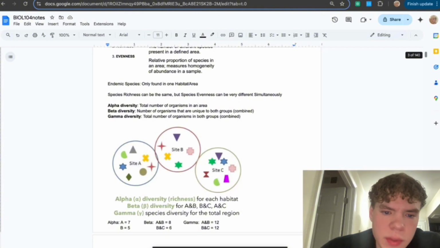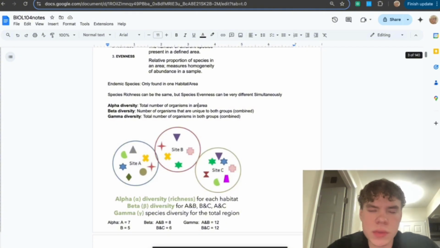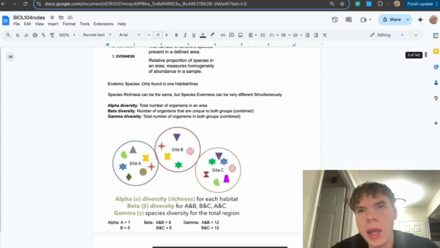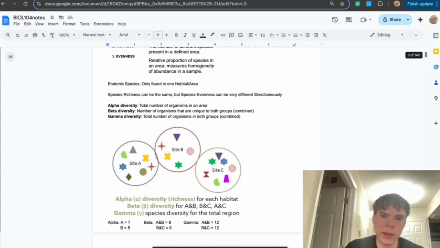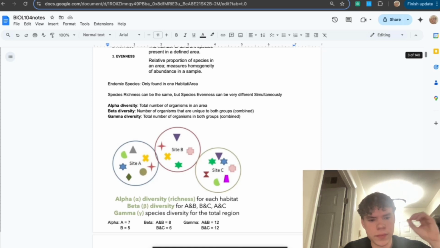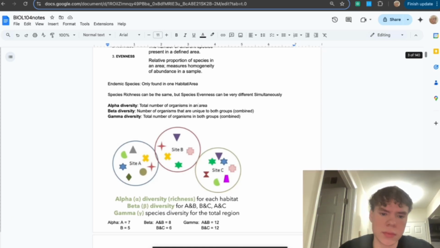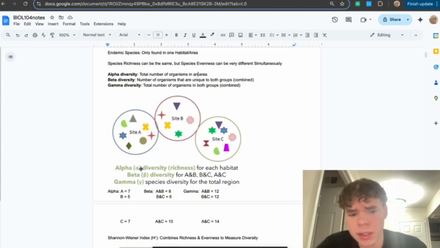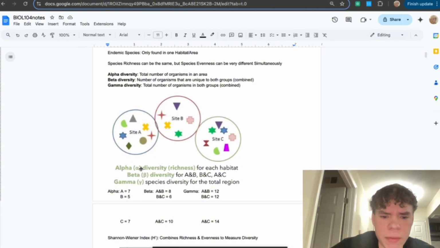So our alpha diversity is the total number of species in an area. So with that previous example, if we had an island that had squirrels, pigs, and ducks, the alpha diversity in the area would be three because there's three species. And we look at beta and gamma diversity when we're comparing two separate areas. So just look at this example I have right here on the screen. If we're looking at alpha diversity for site A, it's 7 because we have seven separate, you could say species, but shapes basically. And then for B, the alpha diversity is 5. For C, the alpha diversity is 7.